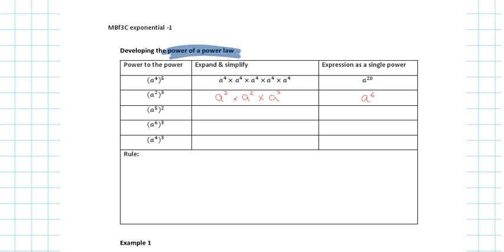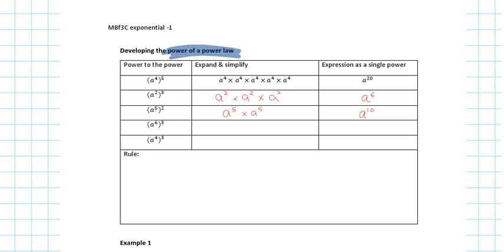The next one is pretty simple. A to the power of 5 to the power of 2. So that's a to the power of 5 times a to the power of 5, which is a to the power of 10. Okay, do we see any pattern? Multiply the exponent. Multiply the exponent. So if I multiply 4 by 5, I'm going to get 20. If I multiply 2 by 3, I'm going to get 6. 5 by 2, I'm going to get 10.